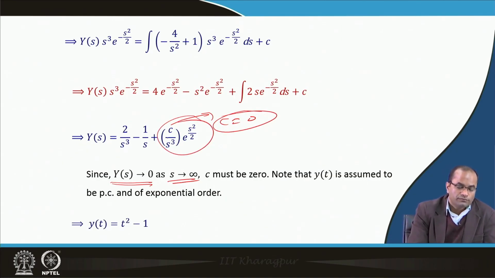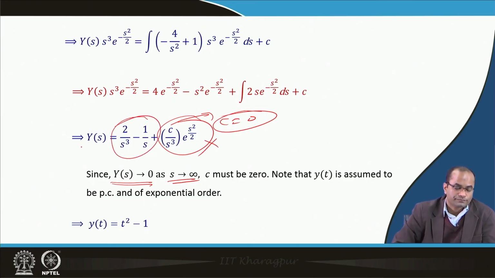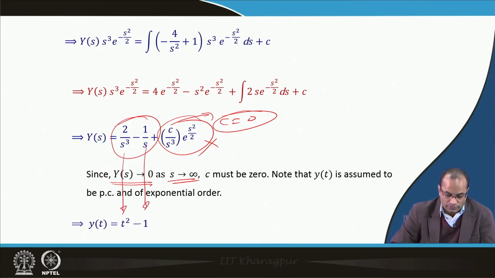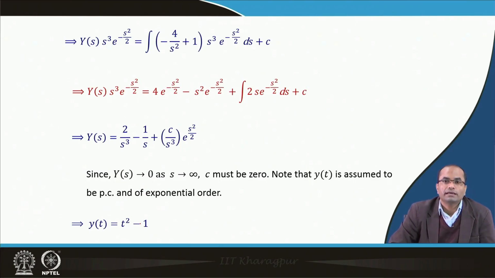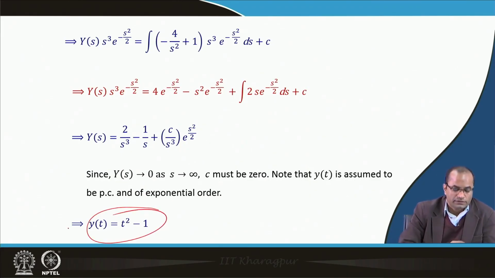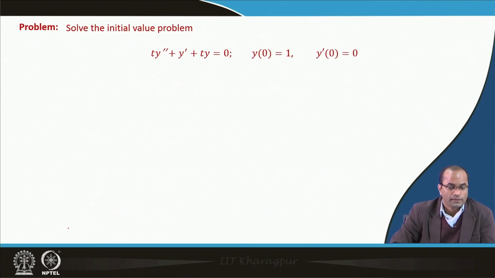So, then this term will vanish and then we can take the inverse. So, this 2 over s cube will give t square and 1 over s will give 1. So, we have t square minus 1 as the function y t.